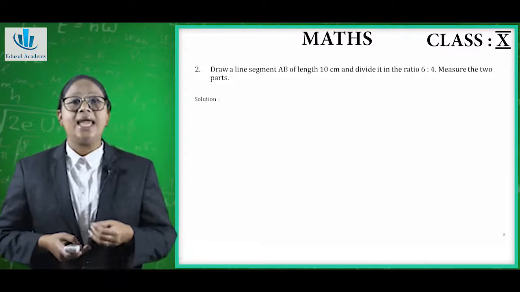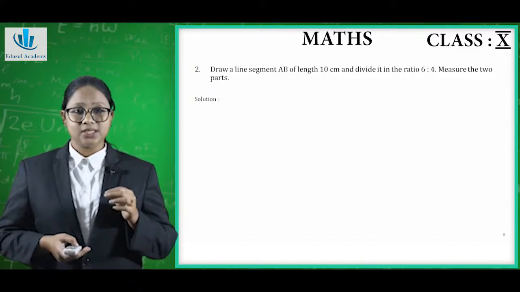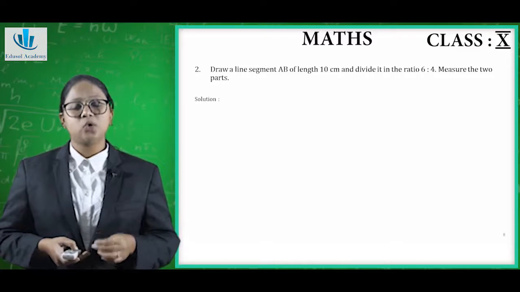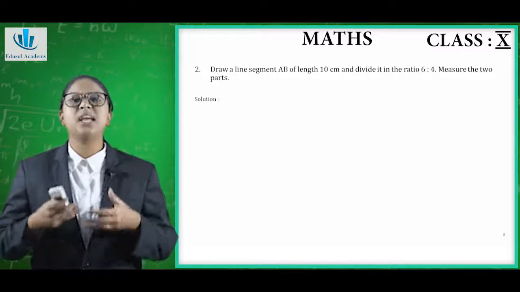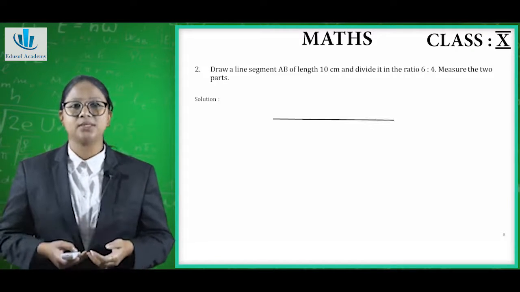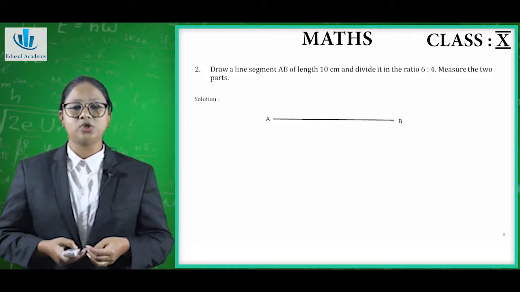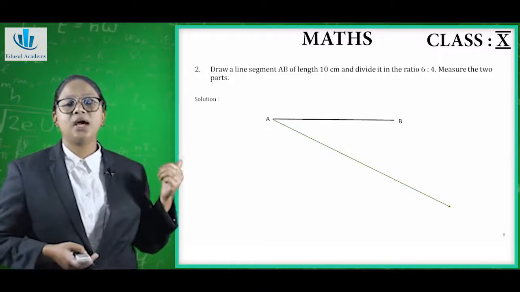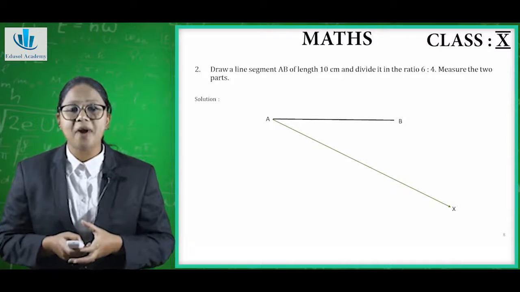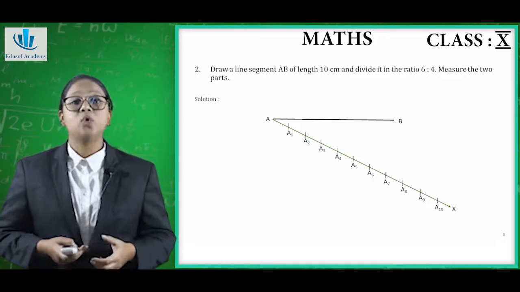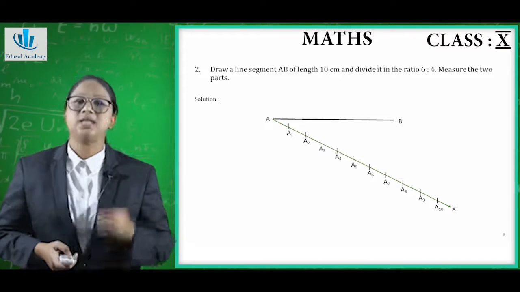Draw a line segment AB of length 10 centimeter and divide it in the ratio 6:4. Measure the two parts. So in the previous question it was 2/5. Now the ratio is 6/4. It's an improper fraction. Let's see how it works. So the AB line with 10 centimeter has been constructed. Again, from A we are drawing a line AX, and now the ratio is 6:4. So the total number of parts is 6 plus 4, that is 10. So you have to make 10 divisions on this line AX, A1 to A10, 10 divisions.